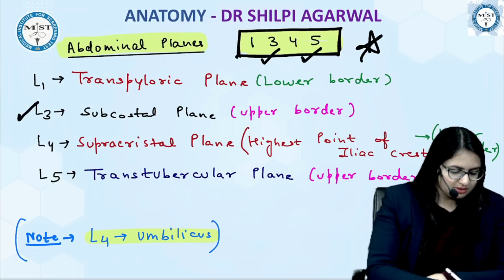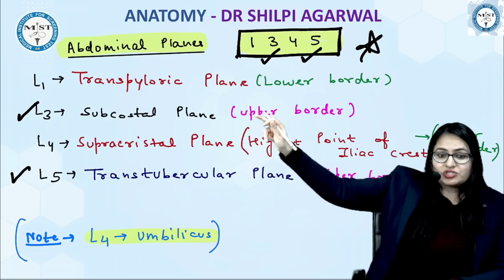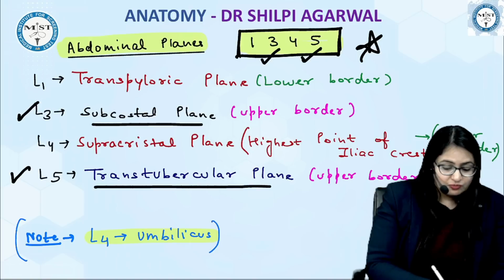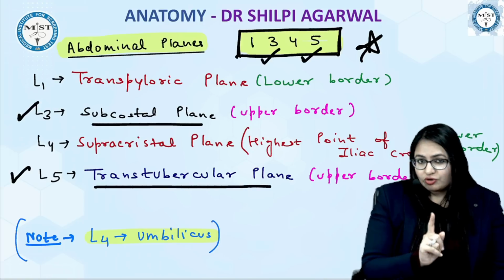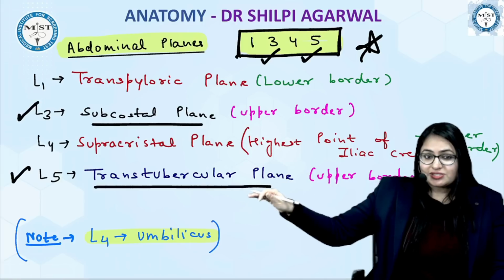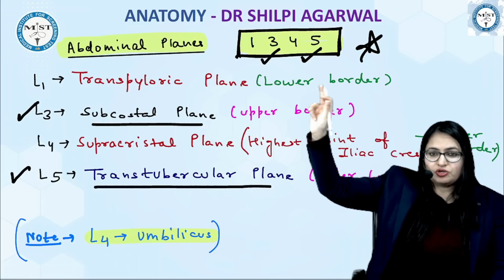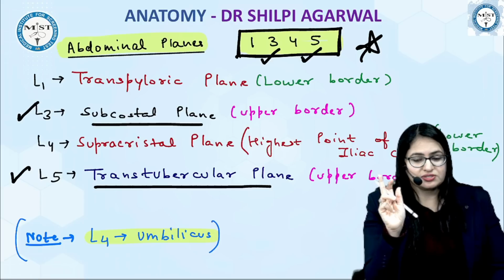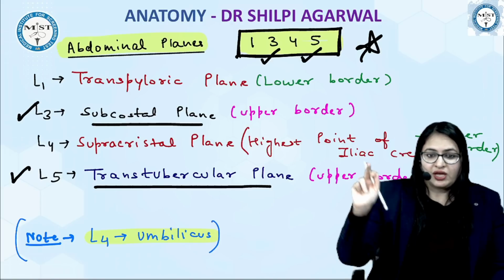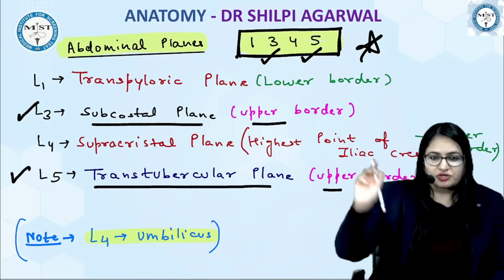3 and 5 are the vertebral levels for the subcostal plane and transtubercular plane, which are the planes for abdominal quadrants. Whenever you are talking about the division of abdominal quadrants, the planes are subcostal and transtubercular. So these are odd numbers. So 1, 3, 4, 5, and you remember 3 and 5 are for quadrants. Subcostal and transtubercular plane, L3 and L5. And both of them are upper border. Okay, so first of all, we memorize these.